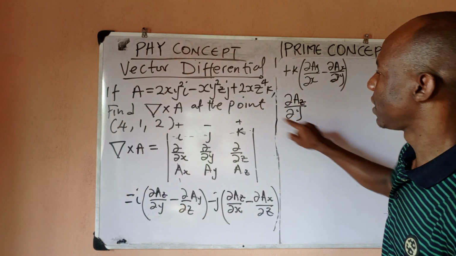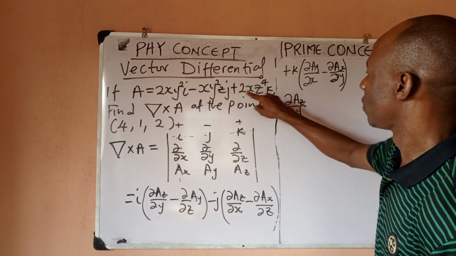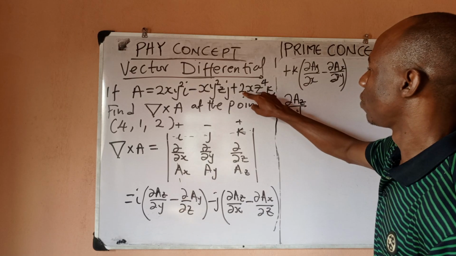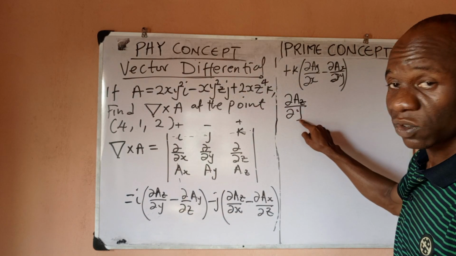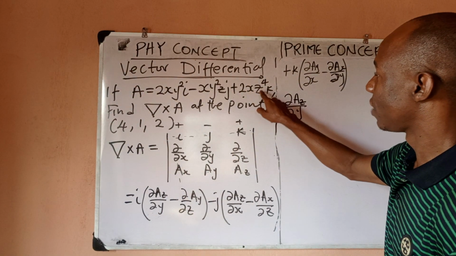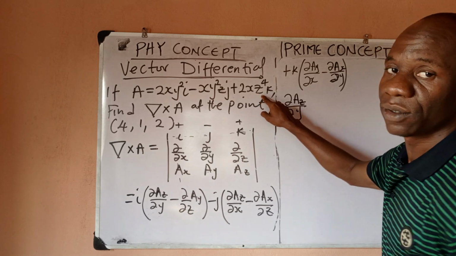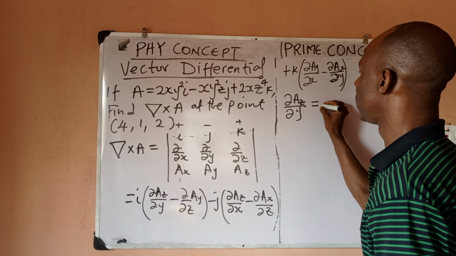Please, what is my Az? My Az is this part. So if I differentiate this part with respect to y, if you notice there is no y here, it means it's going to be 0. So there's no y, so this will be 0.